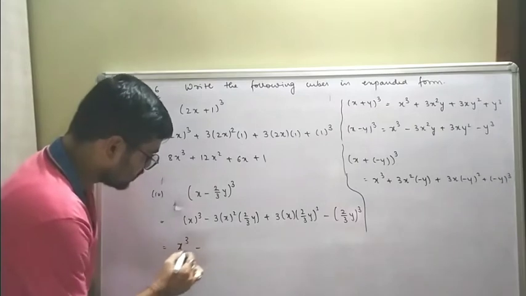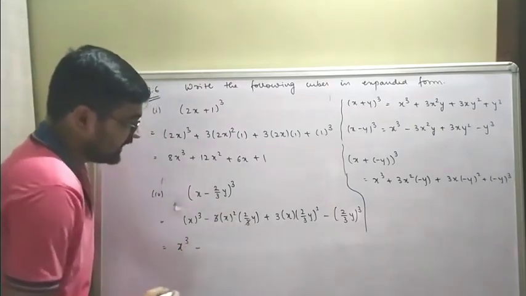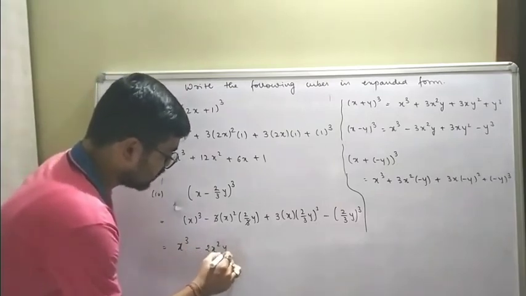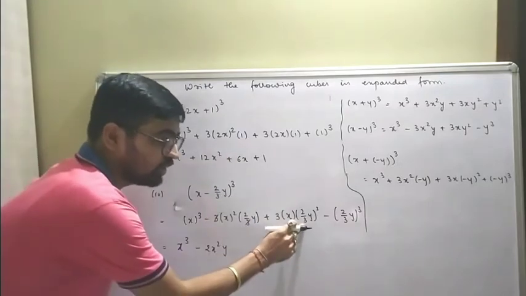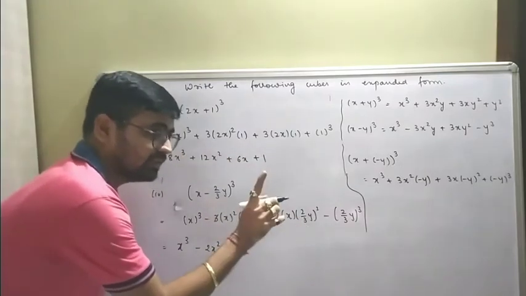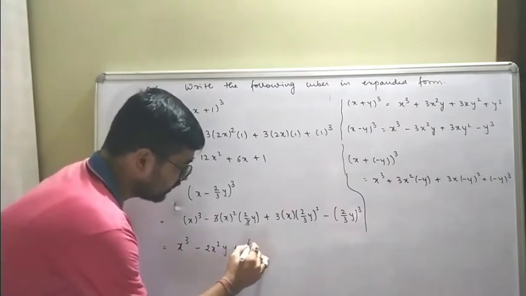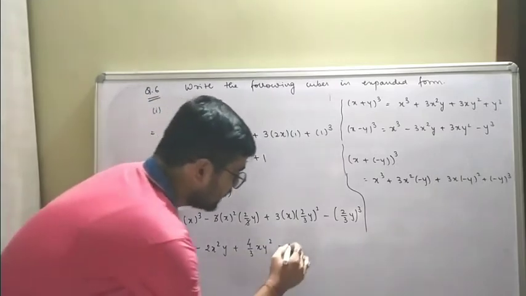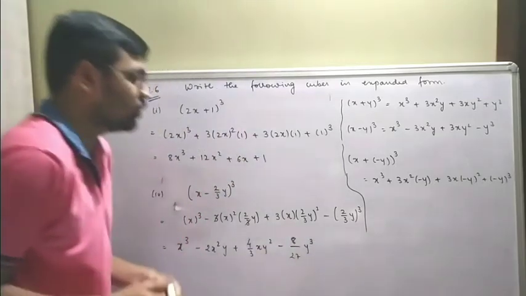So this is x cube minus. Now if I see this 3 and this 3 get cancelled, so it becomes minus 2x square y. Here I cannot cut 3 directly because it is going to be 9. So one of the 3 gets cancelled, another one is left. So still it will be 4 by 3 x y square minus 8 by 27 y cube.